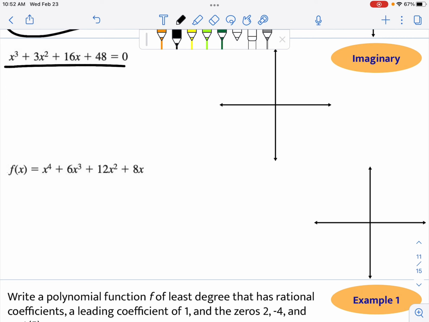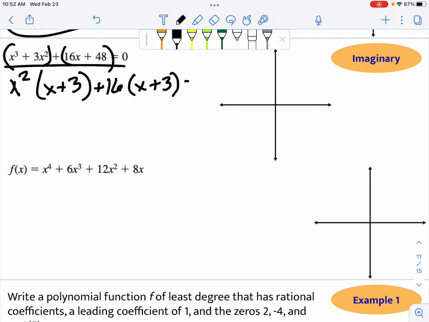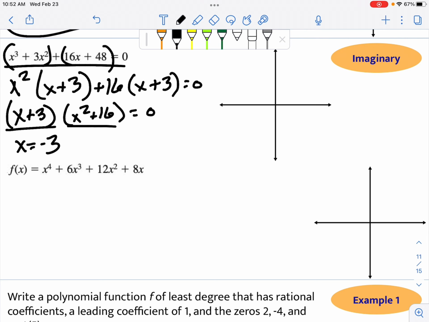Again, when we look at this, we would look to chunk it up. Here: x plus 3, x squared plus 16, whoops, x plus 3 times x squared plus 16. Now we say, all right, what makes this 0? And then what makes this 0? This is a little bit harder to see what makes it 0, right?